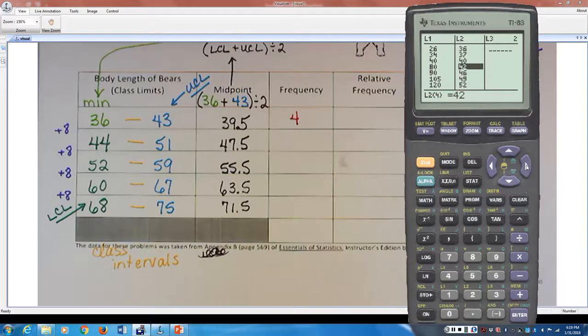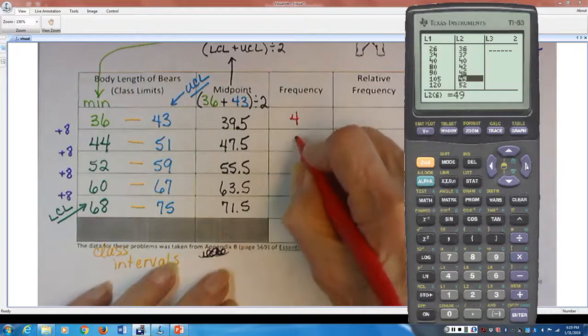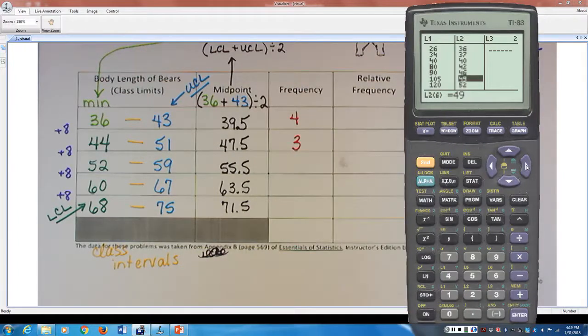And then I begin counting again, and I'm going to go up to, but not including 52. 1, 2, 3. Can't count the next one. Then my next group is 52 to 59. 1, 2, 3, 4, 5, 6, 7, and I have to stop.